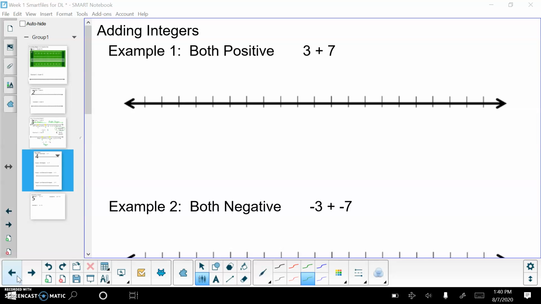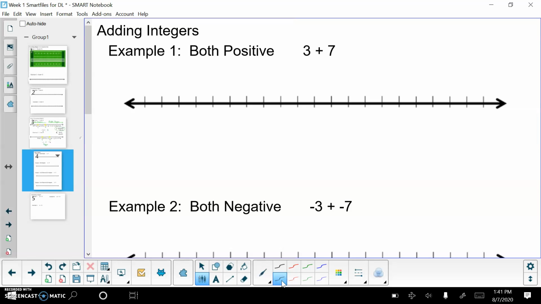Because if the numbers get really, really big, it's kind of hard to graph. Or if they include a bunch of fractions or decimals, it makes the graphing a little bit more tricky. So if we can figure out a rule, then that's probably a better way to do it. And we hopefully can see the pattern when we use smaller regular numbers on a number line. So I'm going to do the first one, which is both positive, 3 and the 7.